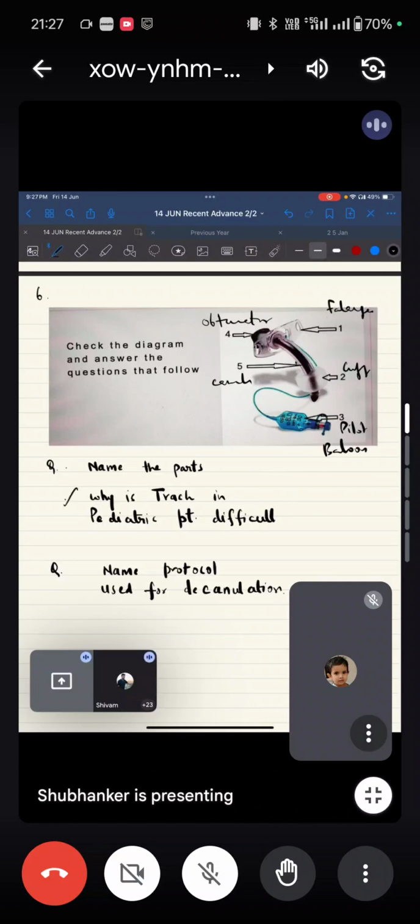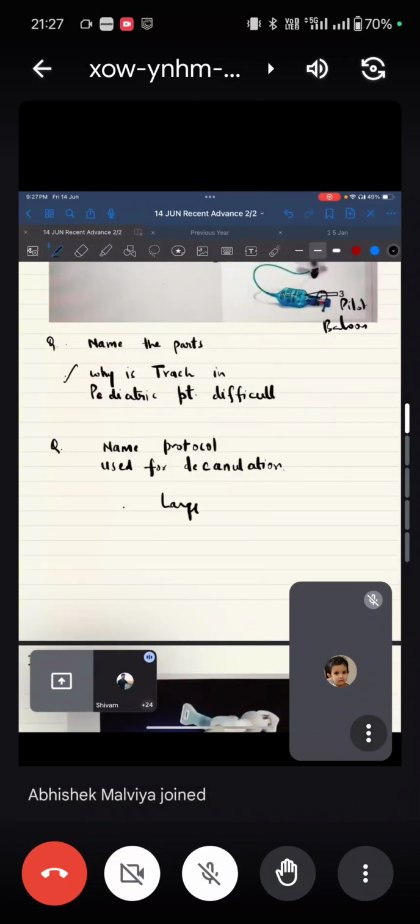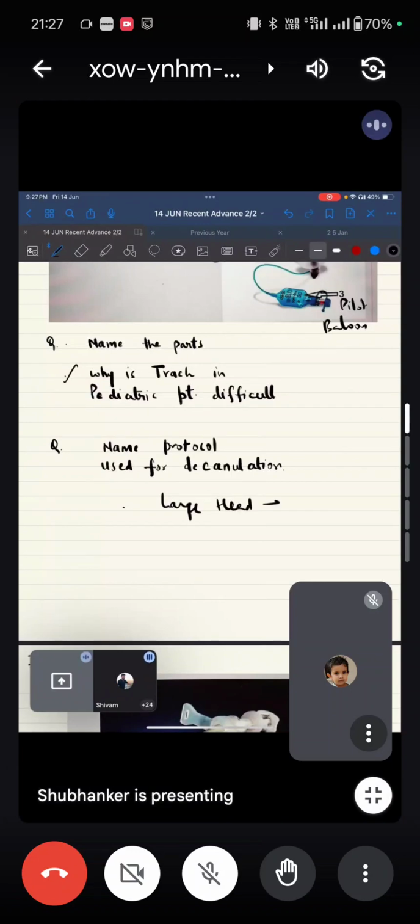The second question goes, why is tracheostomy difficult in a pediatric patient? We all know that in a pediatric patient there is a large head to body ratio. There is a prominent occipital region.